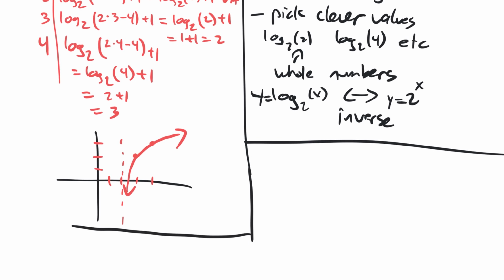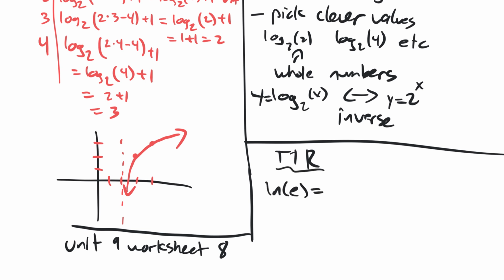Now for some more practice, you can look at Unit 9, Worksheet 8, and then any things to remember. Something to remember is that ln of e is equal to 1. That's an important number to remember in case you're trying to graph that ln graph. All right, hopefully you enjoyed this video, and as always, thanks for watching.